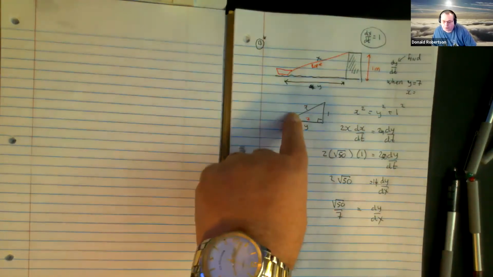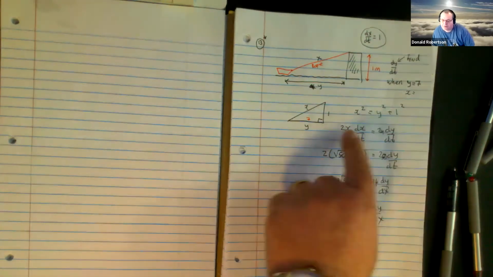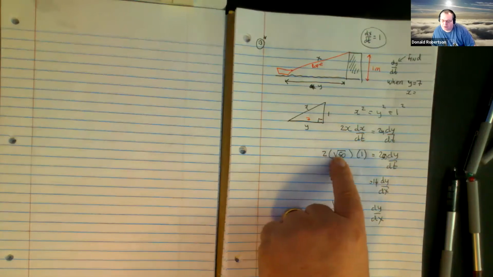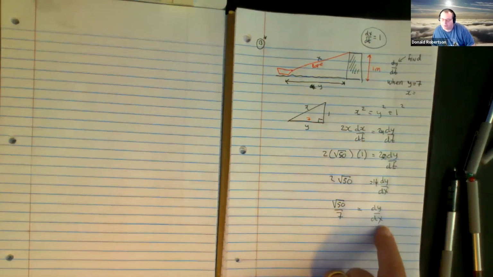So draw a little picture of the information. Pull out a right angled triangle. That'll give me the relation. Differentiate with respect to t. Fill in all the guys' values, except obviously the one you're looking for, and solve.